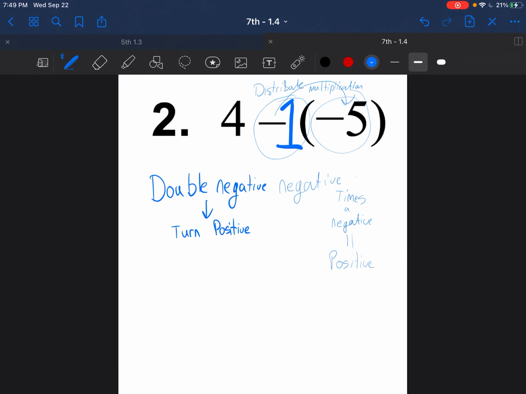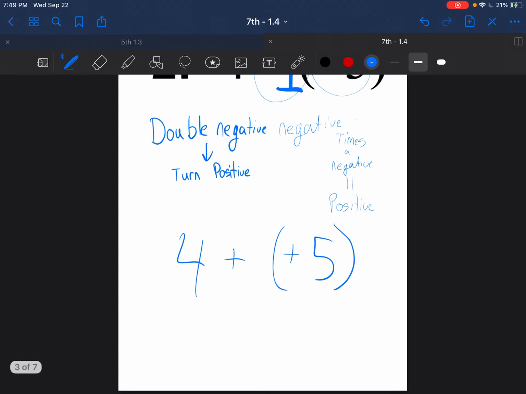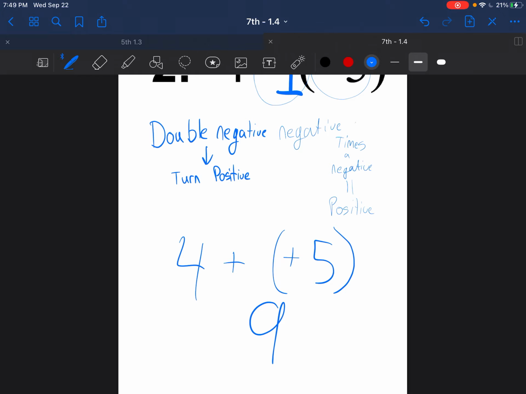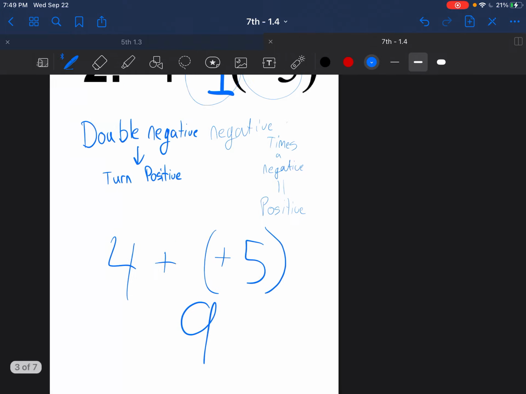So we have to rewrite this question. This question is actually 4 plus a positive 5. So if we have 4 plus a positive 5, just regular addition, what is 4 plus 5? That's going to give you 9. All right, let's try another one.